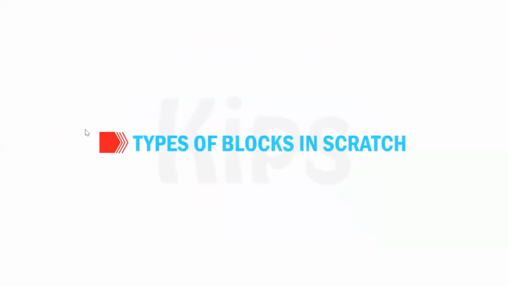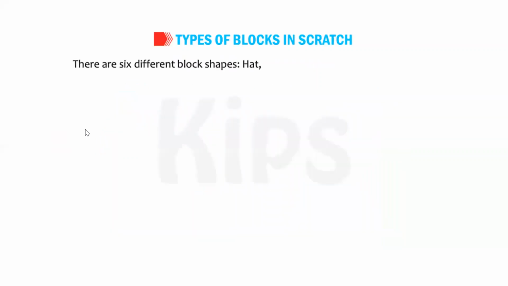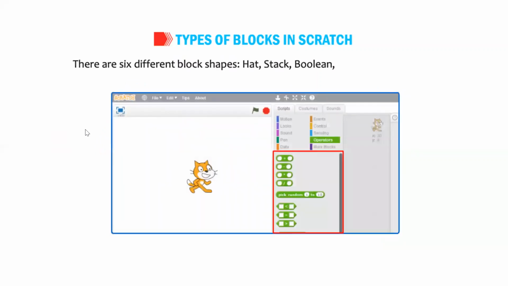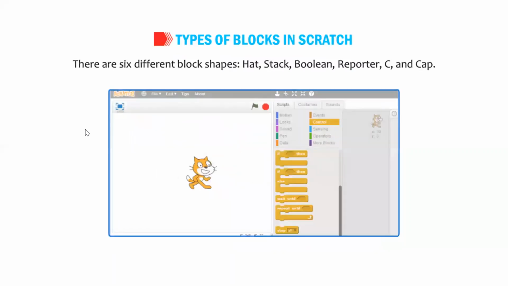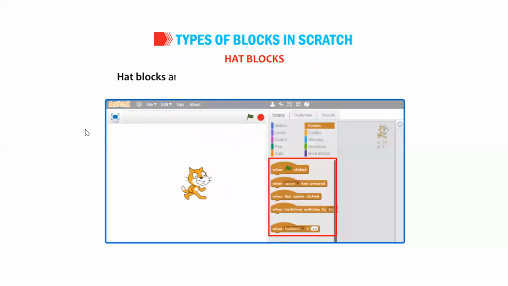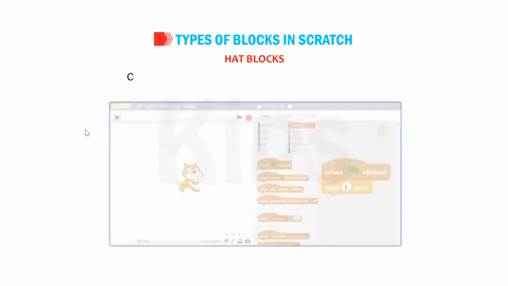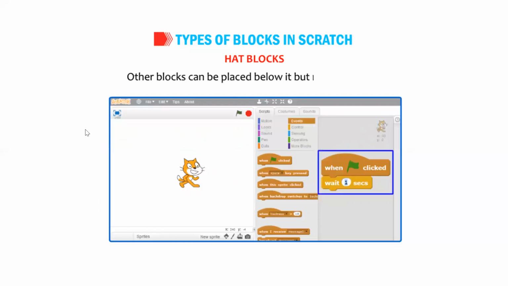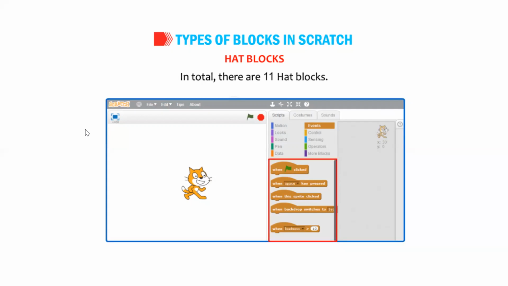Let me tell you about the types of blocks in Scratch. There are 6 different block shapes: hat, stack, boolean, reporter, C, and cap. Hat blocks. Hat blocks are the blocks that are designed to start a script. These blocks usually have a rounded top and a notch at the bottom of the shape. Other blocks can be placed below it but not on the top. In total, there are 11 hat blocks.